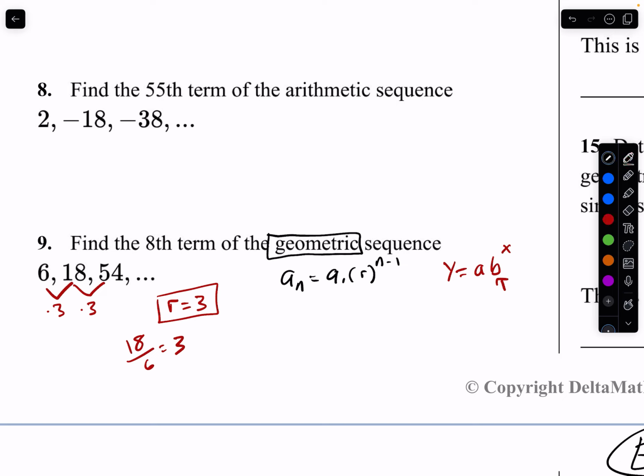Okay, so if I'm going to substitute in, I would say the 8th term. So I would say A sub 8, or the 8th term, is the first term, which is 6, times the ratio, which is 3, and I'm going to raise it to the 8 minus 1 power. 8 minus 1. Okay, so now I know the 8th term is going to be 6 times 3 raised to the 7th power.